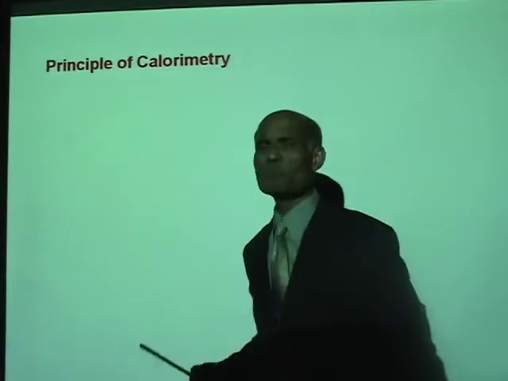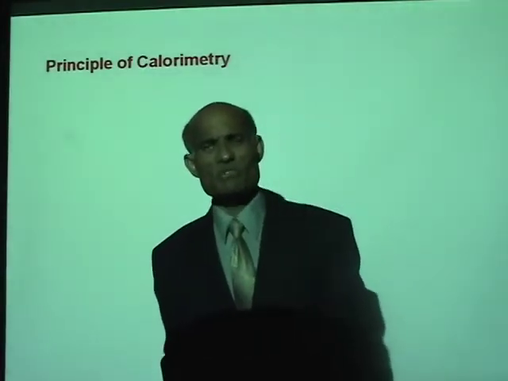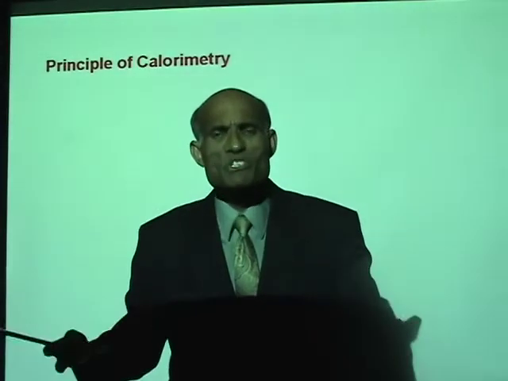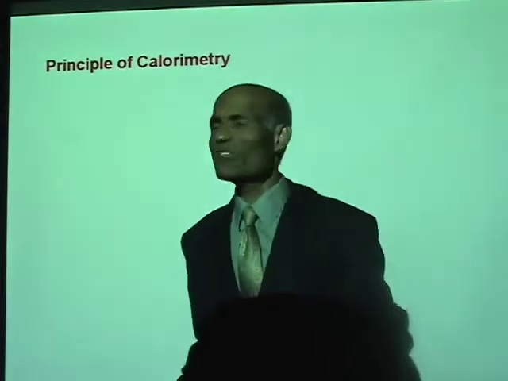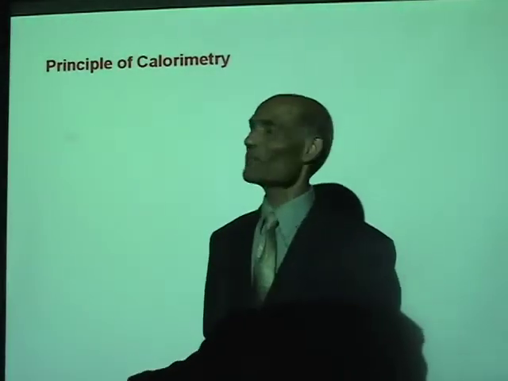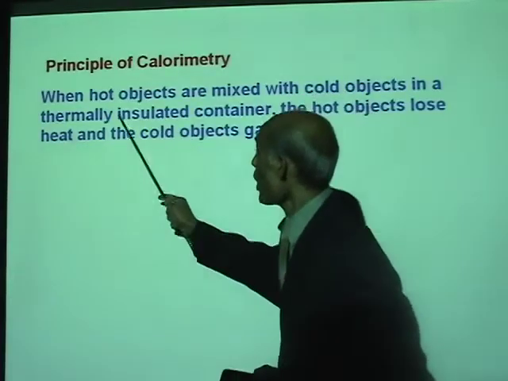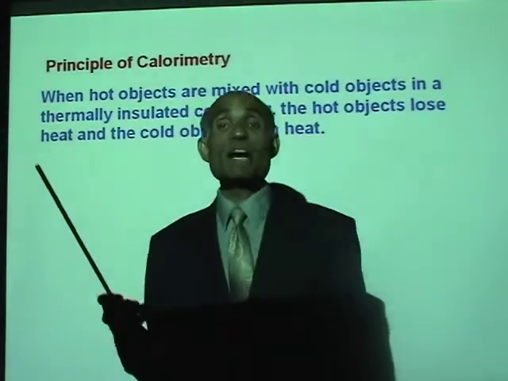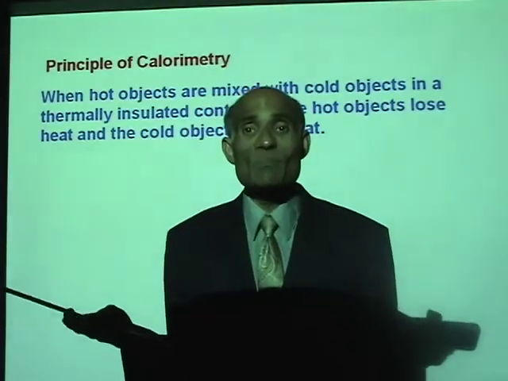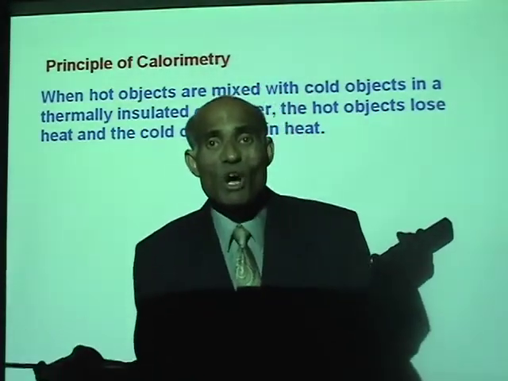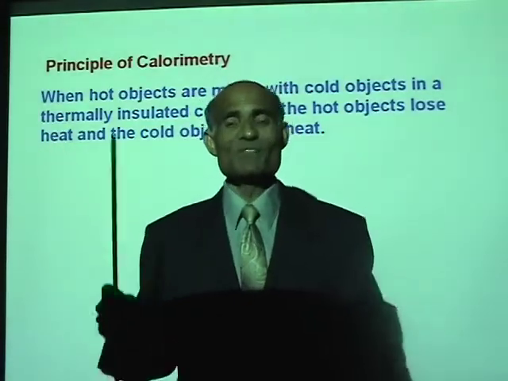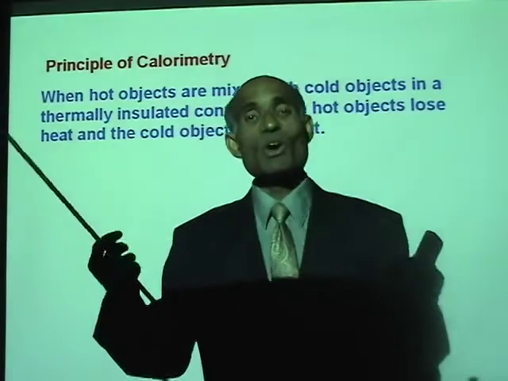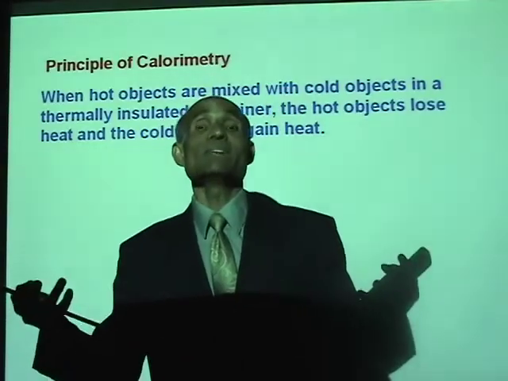Let's now talk about the principle of calorimetry. Calorimetry is the science of measuring heat. Now, what is the principle of calorimetry? When hot objects are mixed with cold objects, we will actually do experiments in the lab by mixing hot objects with cold objects. Now, what happens? Hot objects will lose heat, cold objects will gain heat.